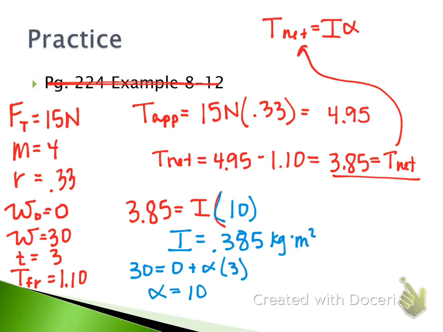So I'm going to plug that alpha into my equation, and my moment of inertia comes out about 0.38.